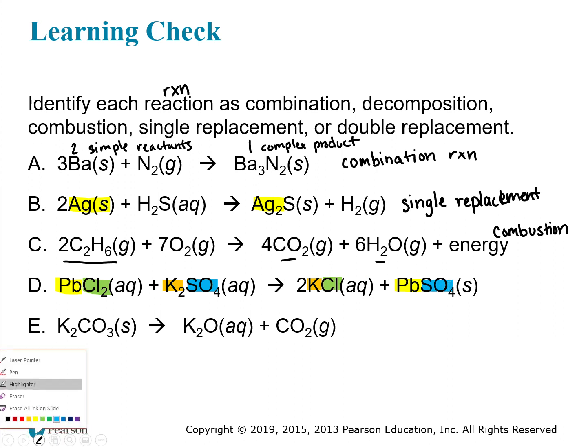And it absolutely looks like we have a double replacement. The lead is now with the sulfate. The potassium is now with the chlorine.